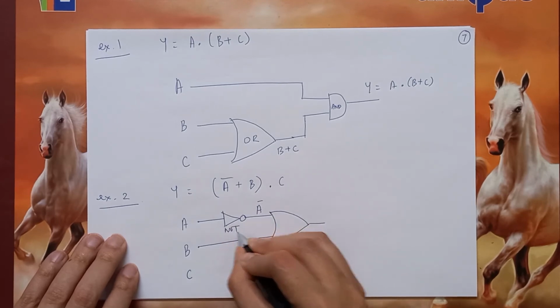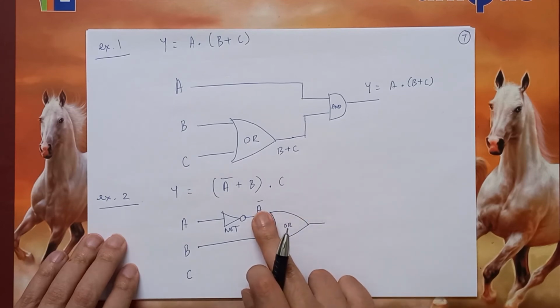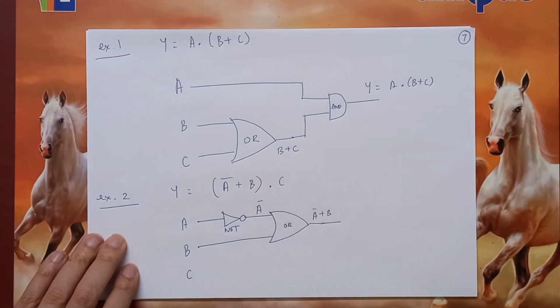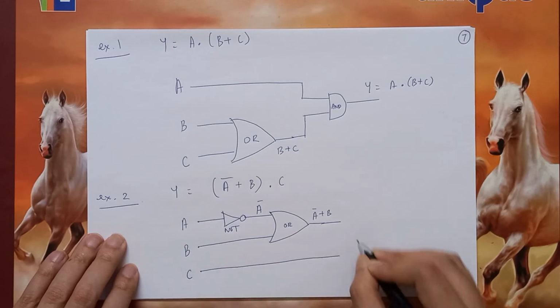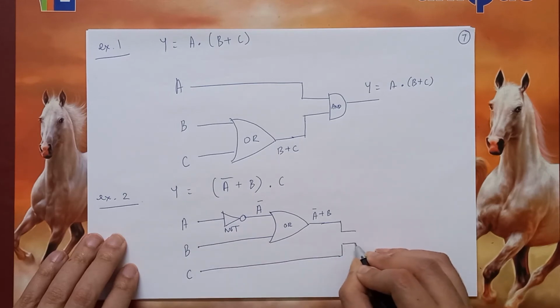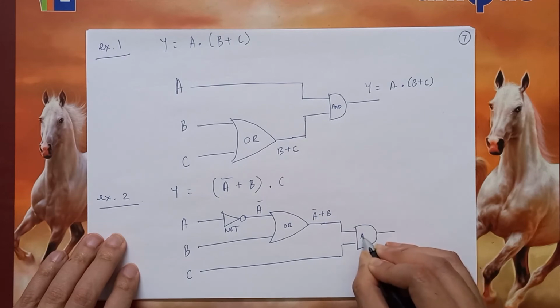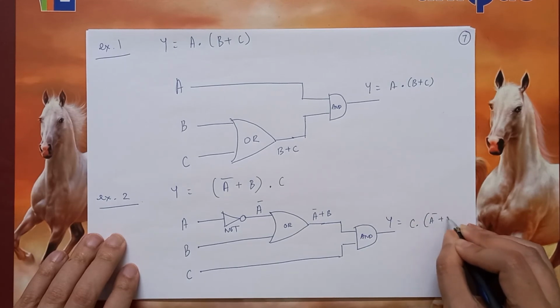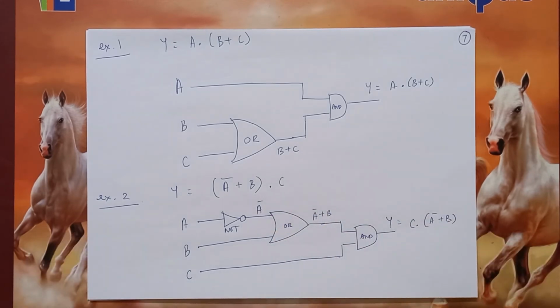This is NOT, this is OR. So what do I have here? Input is A bar, here input is B. So it's A bar plus B. Finally, we have to AND it with C. So here it's Y equals C dot (A bar plus B), or (A bar plus B) dot C, whichever you want to say. So this is how to use basic logic gates to implement some kind of logic function.